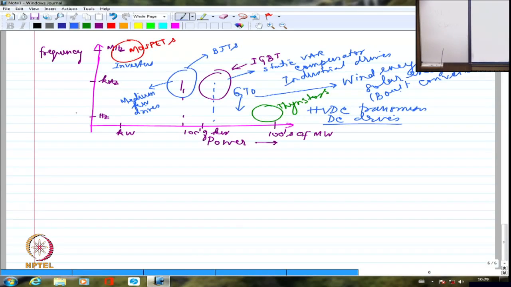Last but not the least, firing scheme for BJT / MOSFET / IGBT.